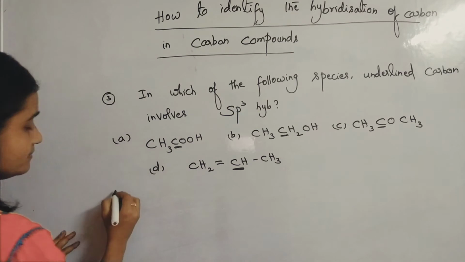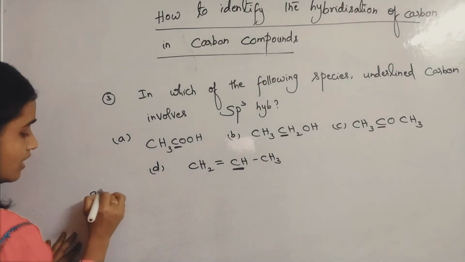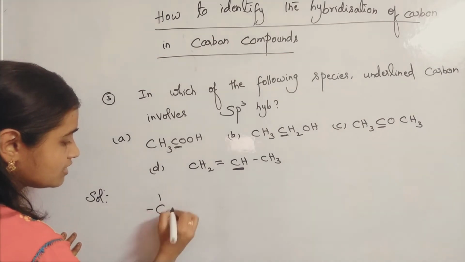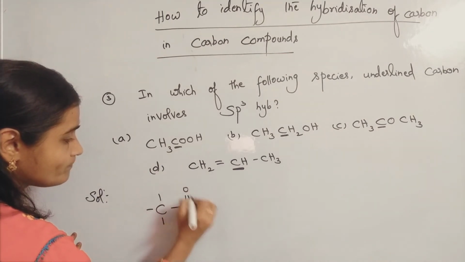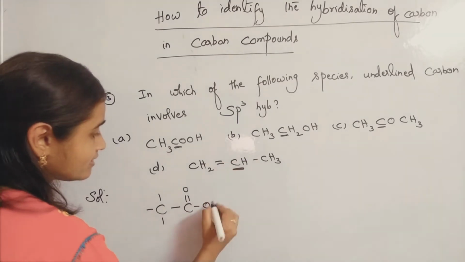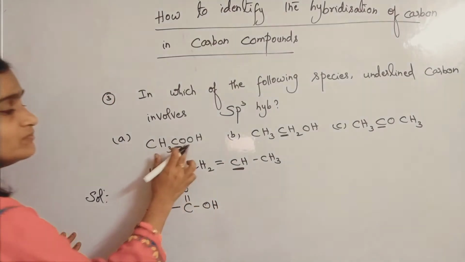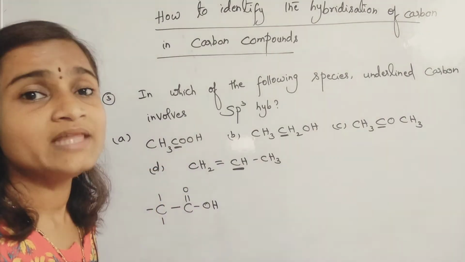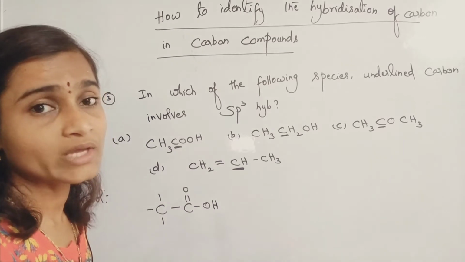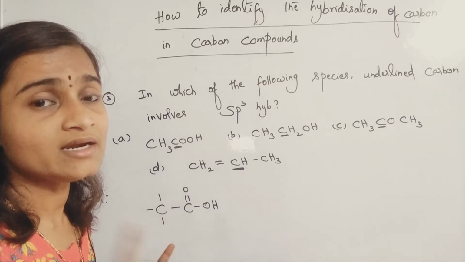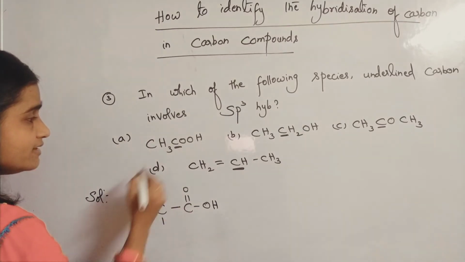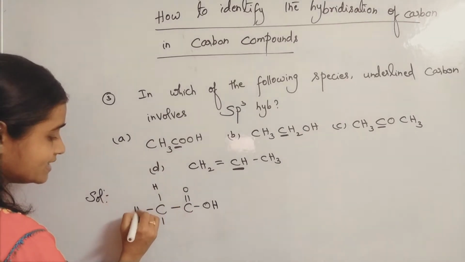Let us draw the structures. How to draw the structure? CH3COOH: CH3, C double bond O, OH. Please understand carefully here. Whenever C and O are connected, there will be a double bond in between carbon and oxygen, in carbonyl compounds. So C double bond O, OH, and these 3 hydrogens like this.